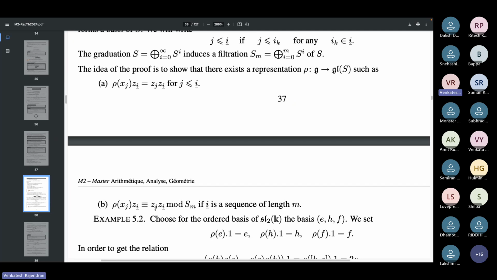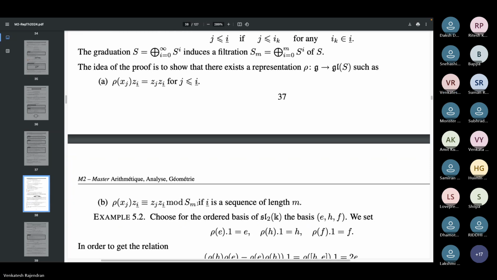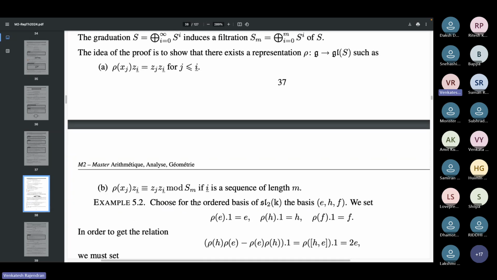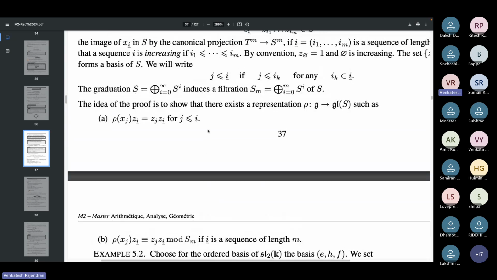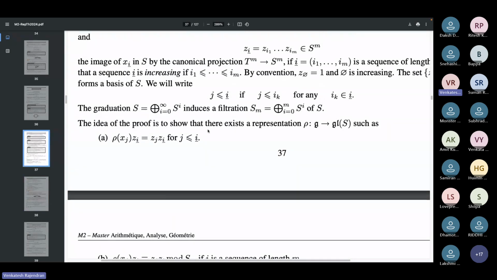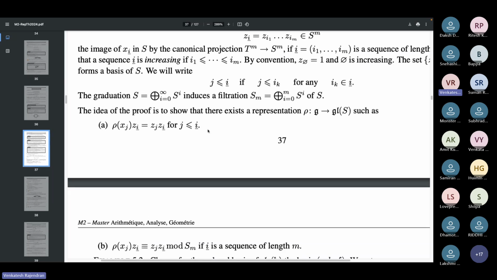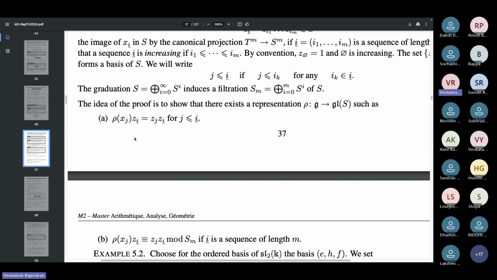Otherwise, what will happen? You just again multiply, but modulo this Sm. Sm is that up to nth degree. Okay. So once you construct this, it is clear that you just apply your PBW basis on this one. Then you will see that you will have a linearly independent set, because by this construction it is clear.